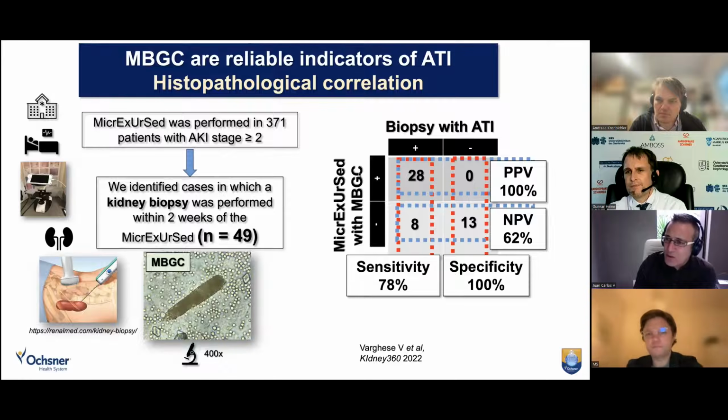It is not a good rule-out test. You can see here negative predictive value only 62%. Not finding multi-branch casts doesn't mean ATN may not be present, as you know, but it's important that this is the first time that we have actual formal demonstration of the relationship between granular casts and tissue-proven acute tubular injury.